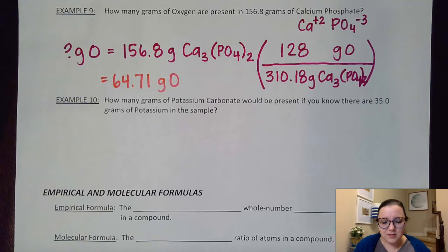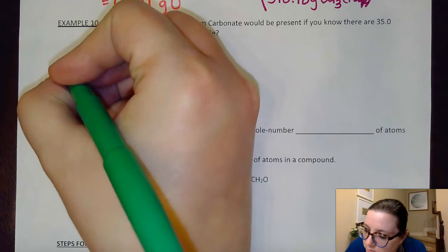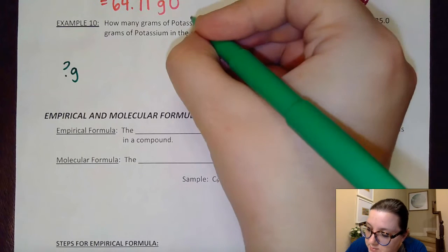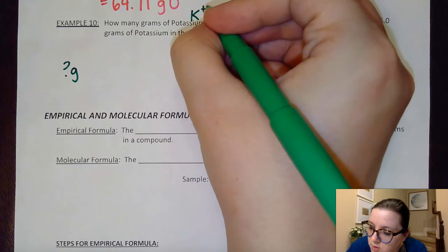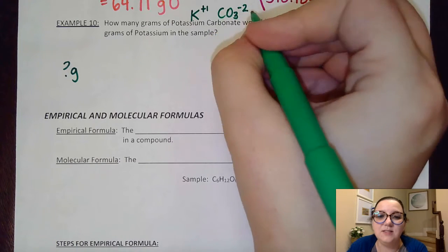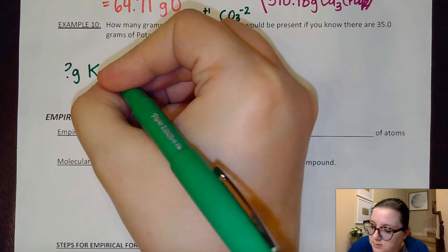Okay. All right, let's look at one more that has a little bit of a different quirk to it. This one says, hey, how many grams of potassium carbonate would be present if you know there are 35.0 grams of potassium in the sample? So first off, I'm looking for how many grams of potassium carbonate. Well, potassium is K with a positive 1 charge. Carbonate is CO3 negative 2. I see that those do not balance, so I'm going to do K2CO3.